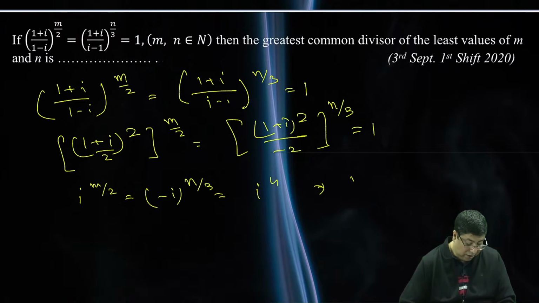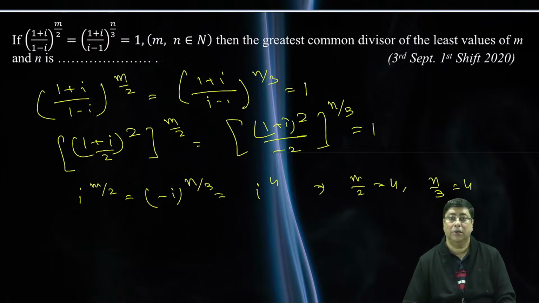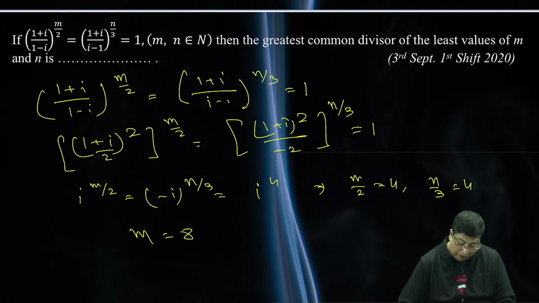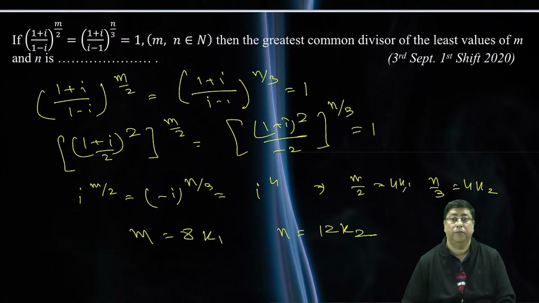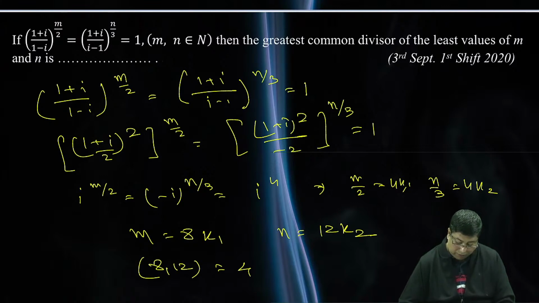Therefore, we can write m by 2, we have to take the least power. m by 2 equal to 4, n by 3 equal to 4, actually 4k1. Since the least value is needed, so k is unnecessary. m equal to multiple of 8, I am writing this as k1, this is k2, so much is not needed. 8k1 and n equal to 12k2. So, least value is the GCD, GCD means HCF, of 8 and 12. Answer is coming 4.